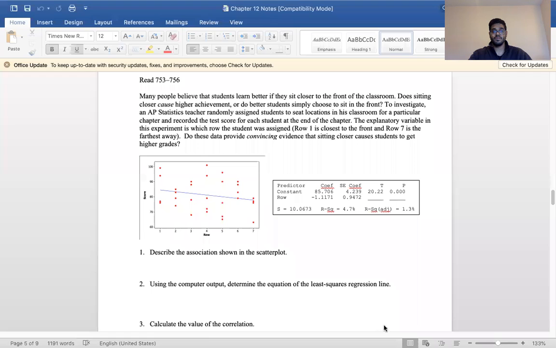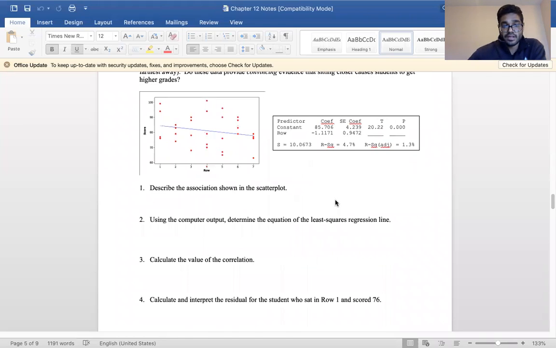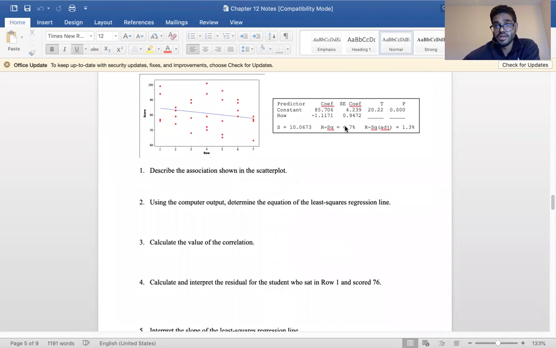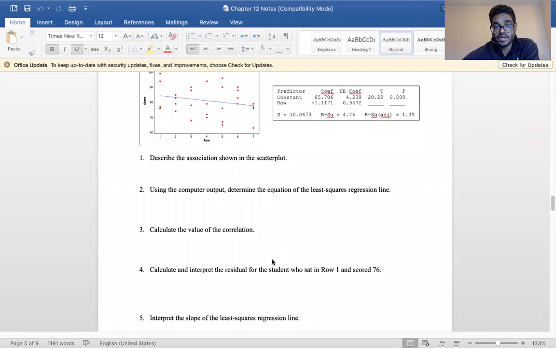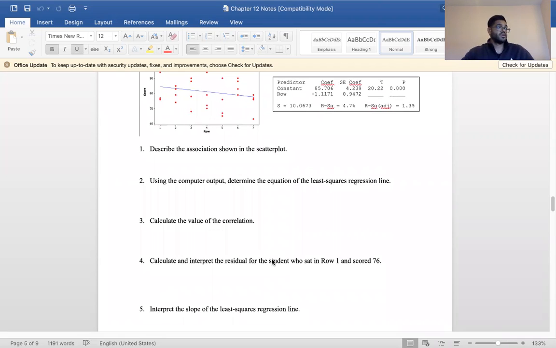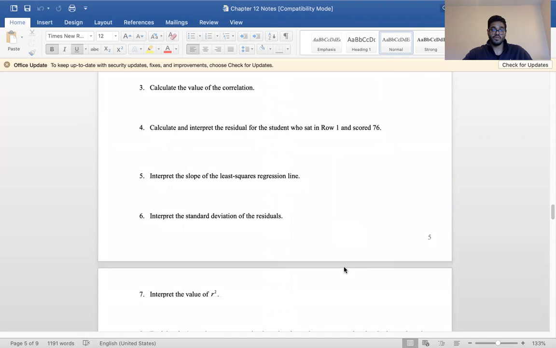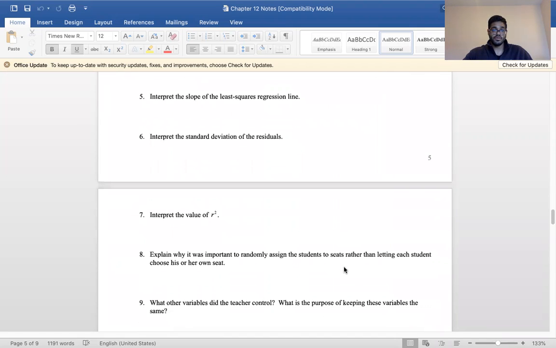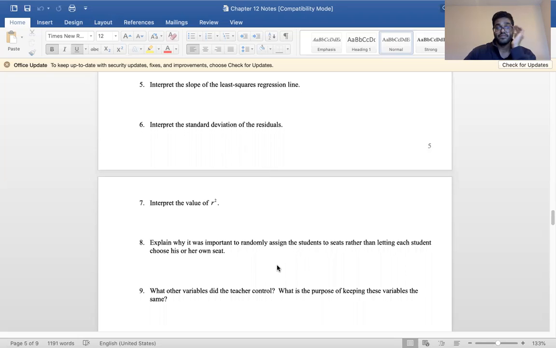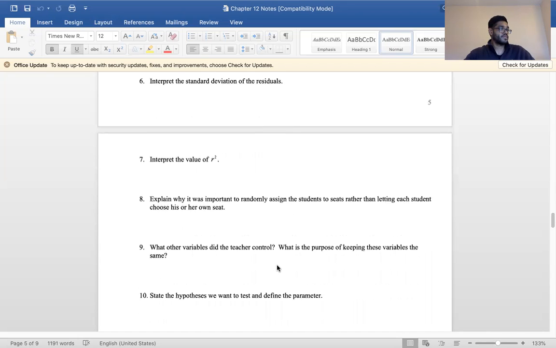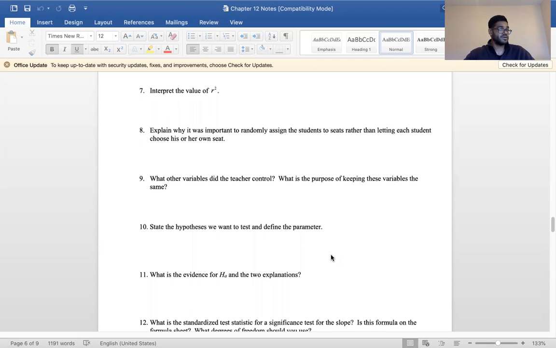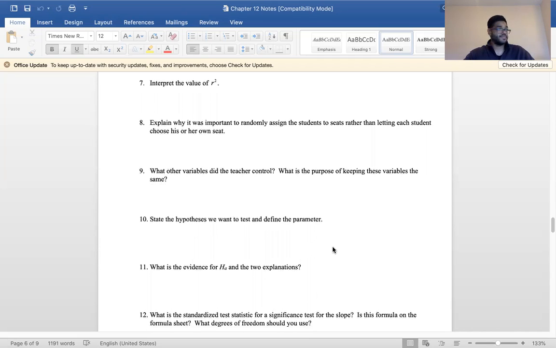Again, we've got another computer output. See if you can determine the equation of the LSRL. See if you can calculate the correlation. Remember, correlation and R squared are related to each other, so you can use your R squared value to find correlation. See if you can remember how to do that. See if you can use this LSRL to calculate some scores. So we'll see if we can do all those things. It's a good review. Questions. Okay. Explain why it's important to randomly assign. So think back to chapter 4. There's a lot of good review here. And again, we'll go through a lot of these questions together, but this is just really good practice.